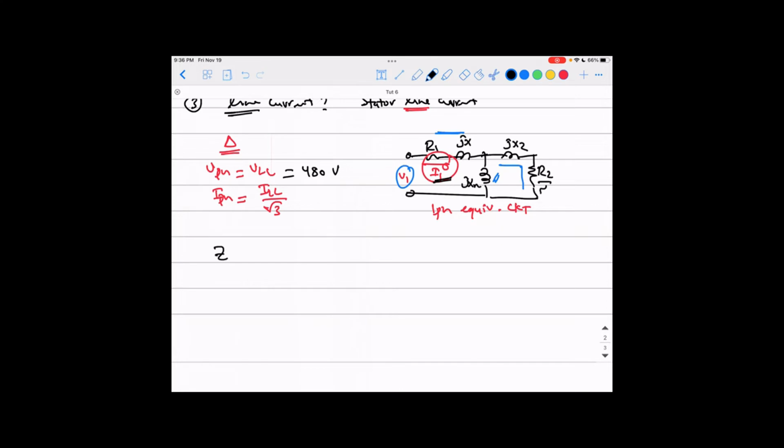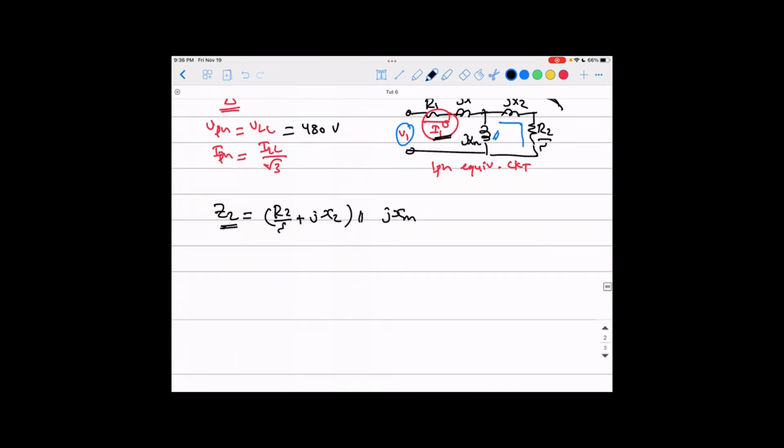Okay, so first I will find Z2, which is R2 over S plus jX2, that is those guys, the rotor impedance, in parallel with jXM. I'm calling it Z2, okay, but you can call it anything. It's just a name. How to find this in parallel? You know the idea. It is just (R2 over S plus jX2) multiplied by jXM, divided by the summation of them, R2 over S plus jX2 plus jXM.